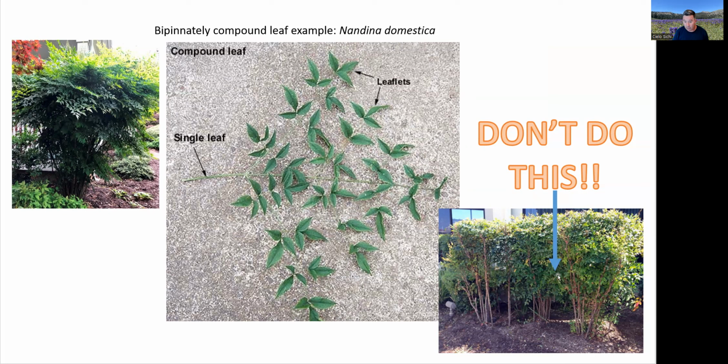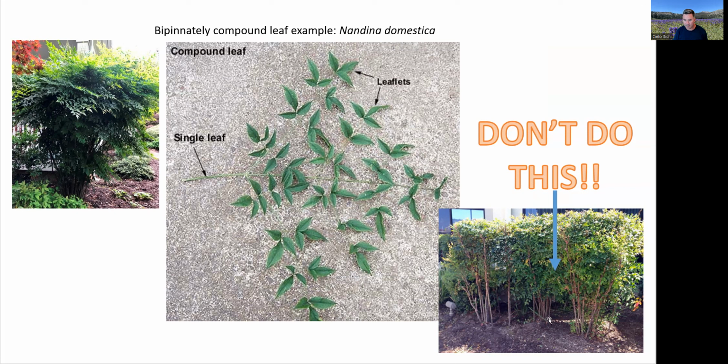Now, little side note tip, the way that you actually care for Nandina domestica is pruning out one-third of the oldest canes from the bottom of the plant.